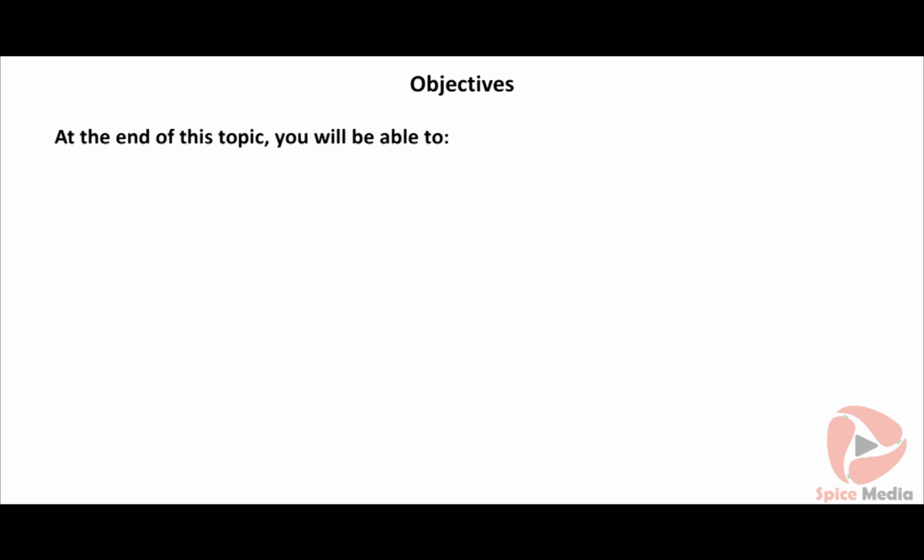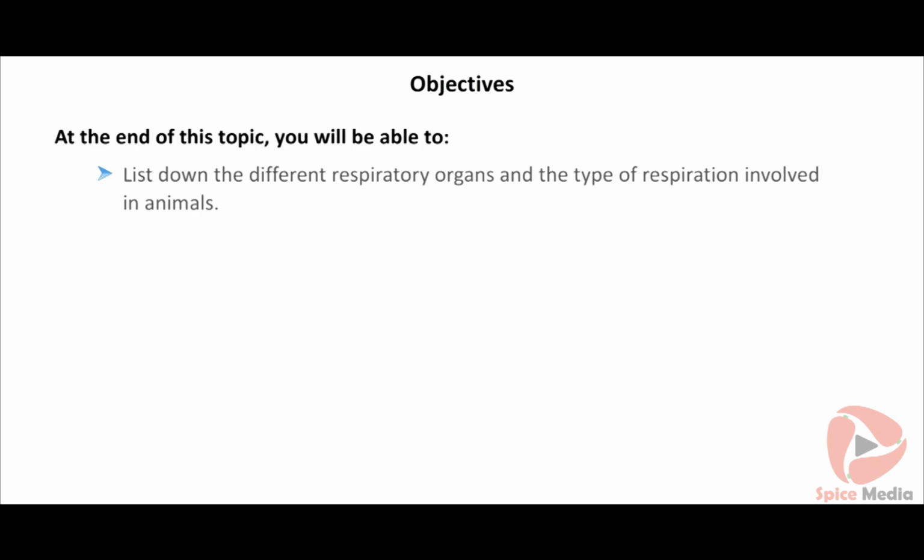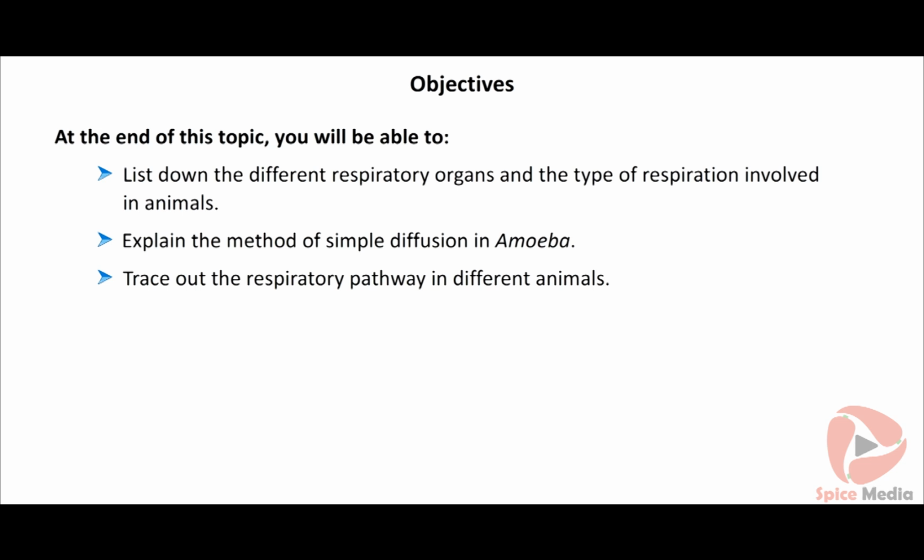At the end of the topic, you will be able to list down the different respiratory organs and the type of respiration involved in animals. Explain the method of simple diffusion in amoeba. Trace out the respiratory pathway in different animals. Describe the mechanism of respiration in different animals.